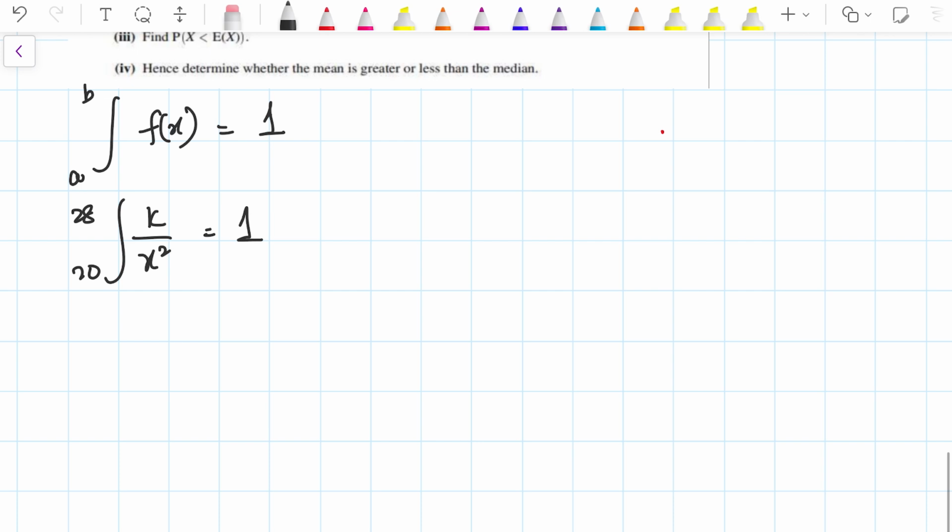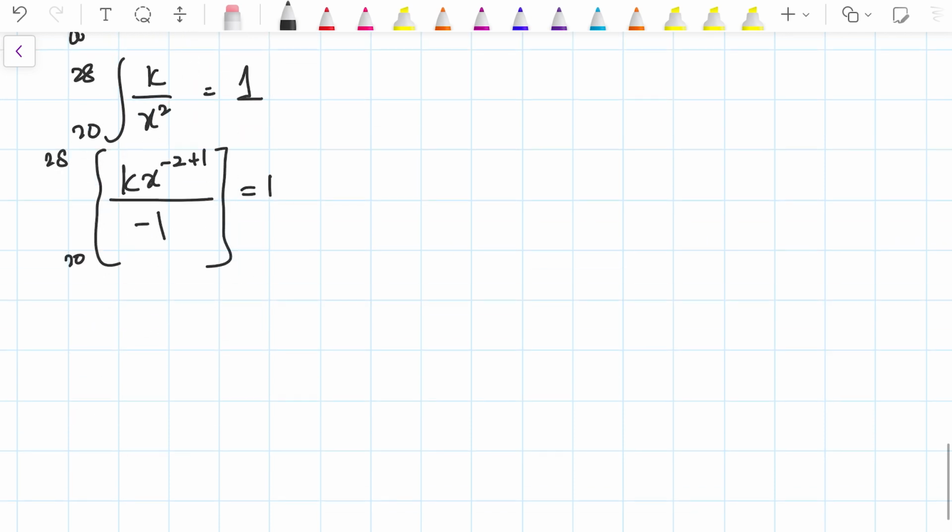Now, let's take the x in the numerator, plus 1 to the power, divided by the new power. Put the limits. Minus k upon x.